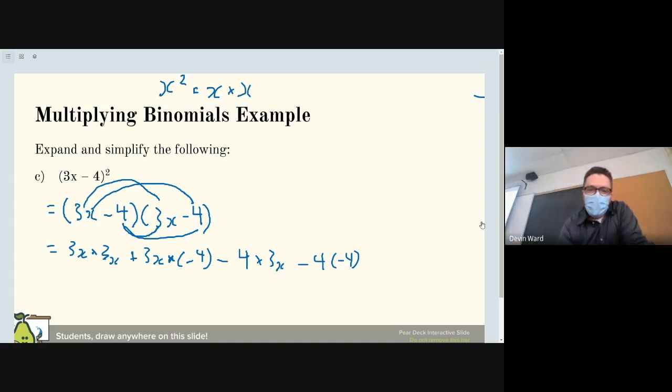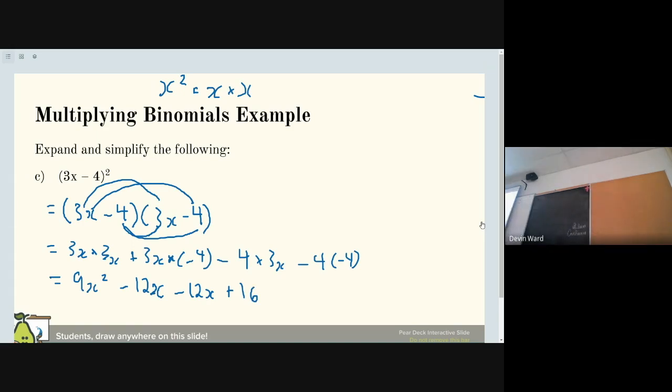Okay? So then what we get, 9x squared minus 12x minus 12x. And -4 times -4 is positive 16.